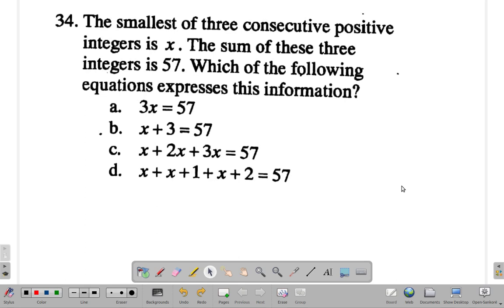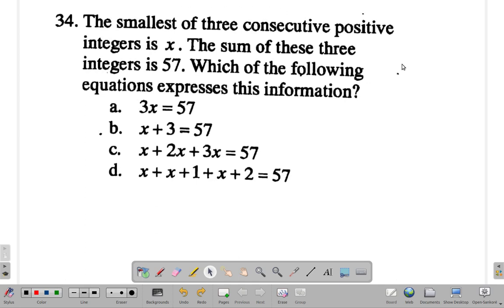Let's see. The smallest of three consecutive positive integers is x. The sum of these three integers is 57. Which of the following equations expresses this information? See what happened. It says the smallest of three consecutive positive integers is x.